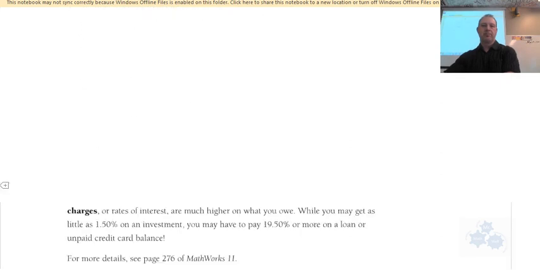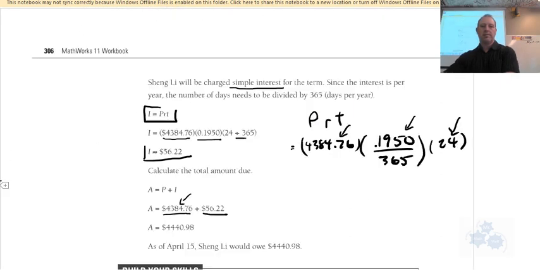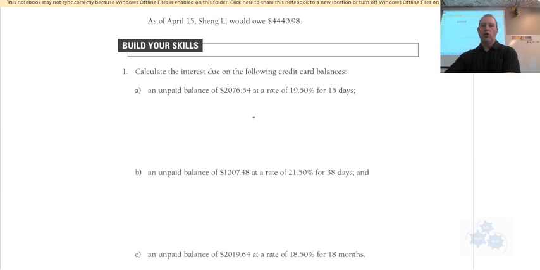All right. So let's see. Here we go. So build your skills. Let's do number 1 together here. Calculate the interest due on the following credit card balances. So we have an unpaid balance, that's the principal, right, of $2076.54. The rate is 19.5%. That's per year. And we have 15 days.